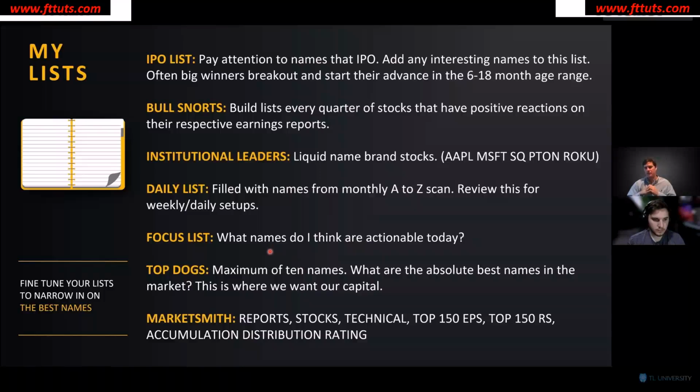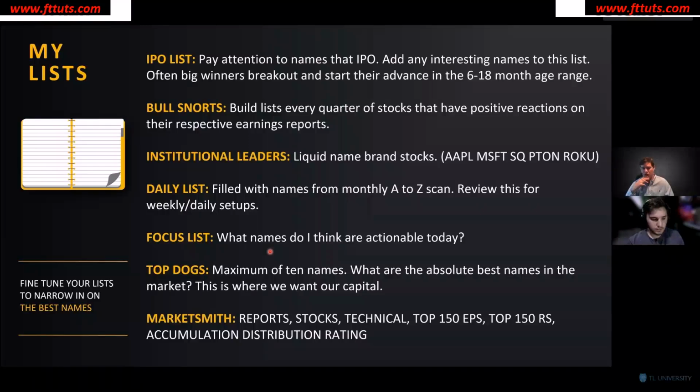Then lastly, I have a list called the top dogs list. And this is my most important list, I think. It is a maximum of 10 names. I sometimes stretch it to 12, but my goal is to make it 10, because I want to try to decipher what I believe at that current point in time to be the absolute best names in the market. And I want to force myself to keep the list small, to keep it to 10 or 12 names.